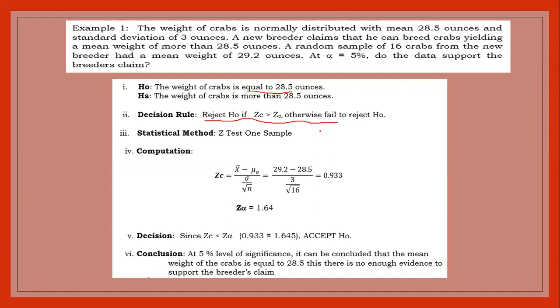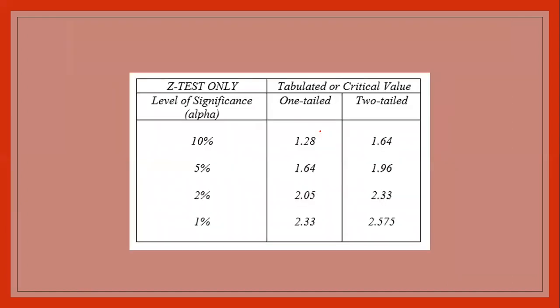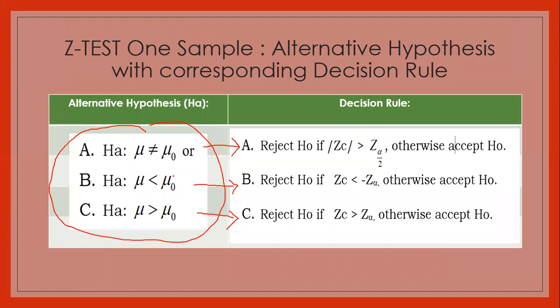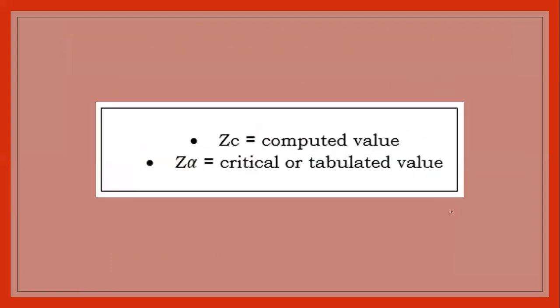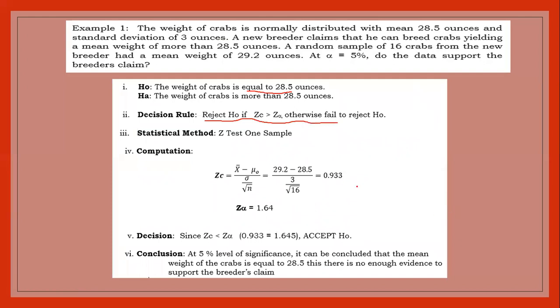Okay? So balikan natin, 'di ba? Pag greater than, sabi dito, pag greater than, which is letter C, iyon po ang kokopyahin mong decision rule. Okay, so just copy. Okay, let's go back to the problem. Ayan. So alternative hypothesis, decision rule. And then statistical method is z-test one sample.